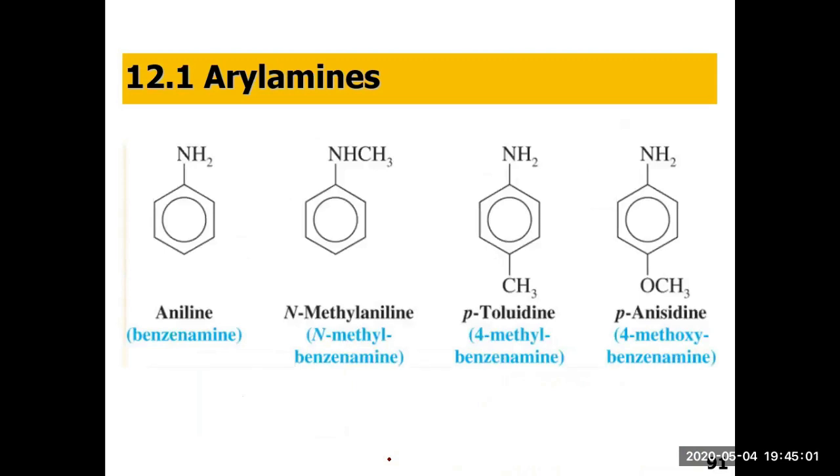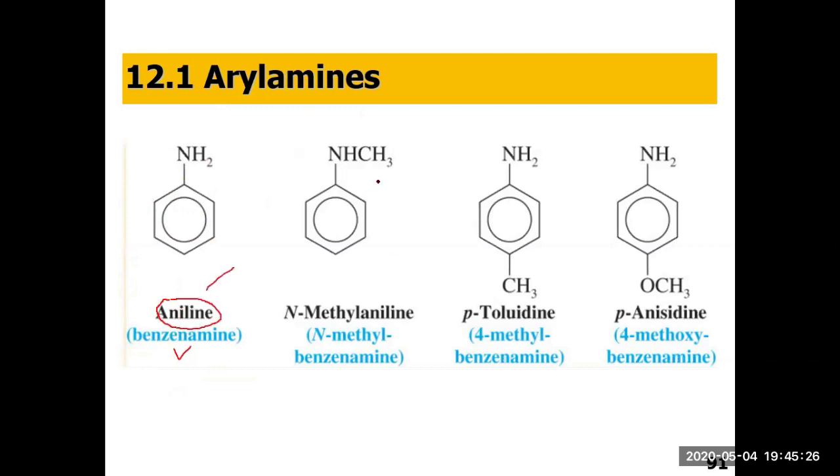The other type of amines are called aryl amines. So these are amines that are bonded to the benzene ring. So for example, you have here an amino group bonded to your benzene ring. So this is known as benzenamine or aminobenzene, and the common name for this molecule is aniline.